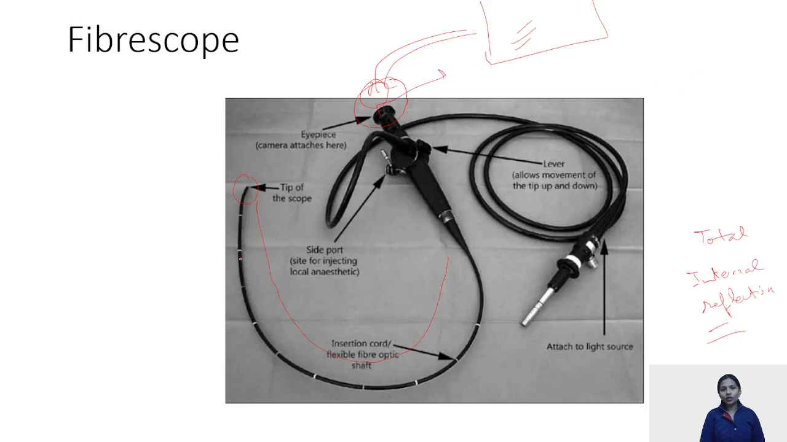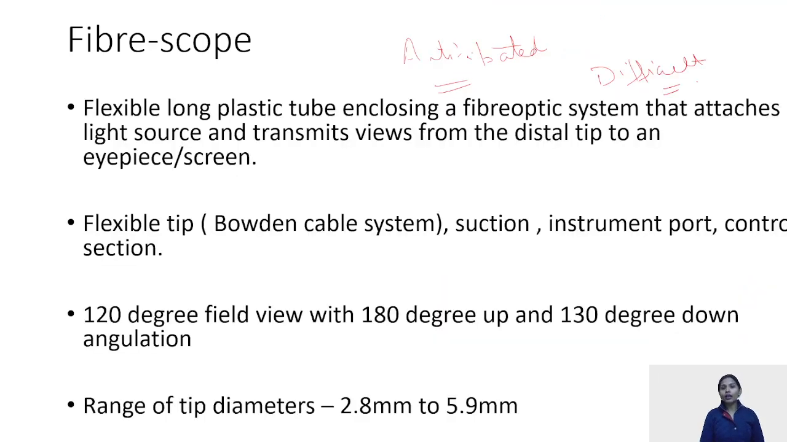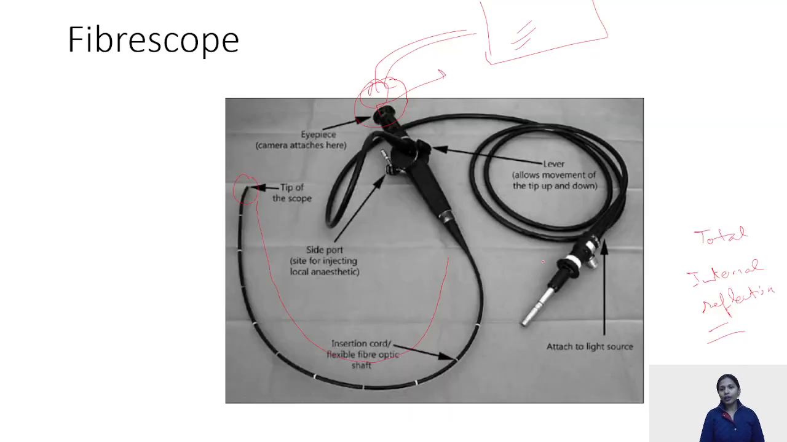This is the working channel. In this working channel, you have a suction. I'll just show you the parts of the fiber scope. This is your fiber scope. This is the light source, where light comes from. This is where the camera attaches on the eyepiece. This is the tip of the scope that is going to go inside the airway.